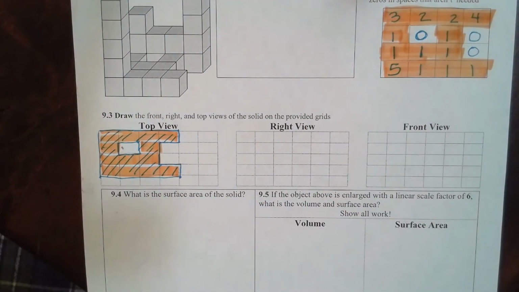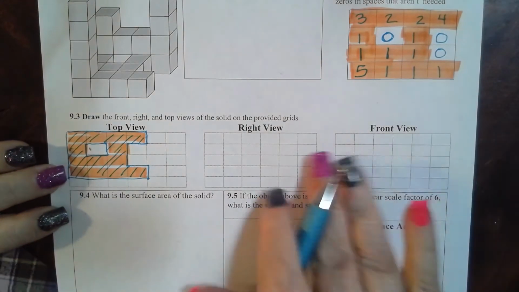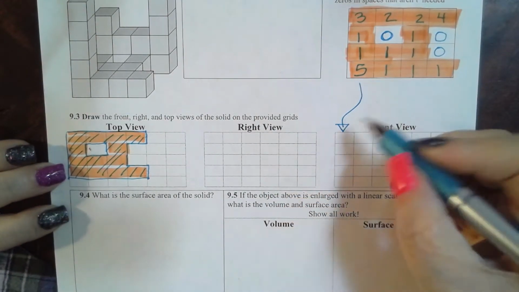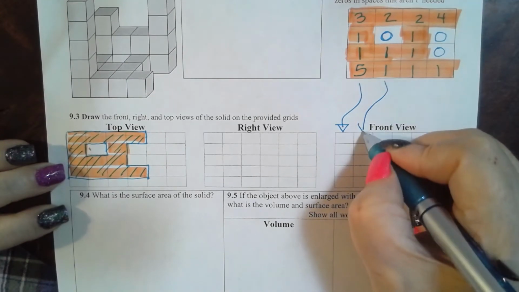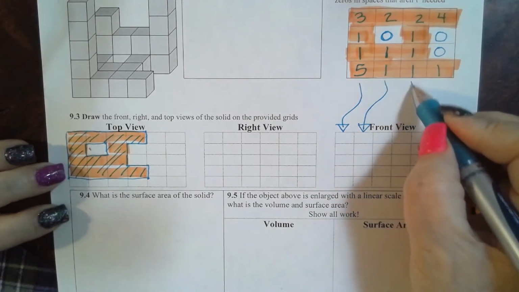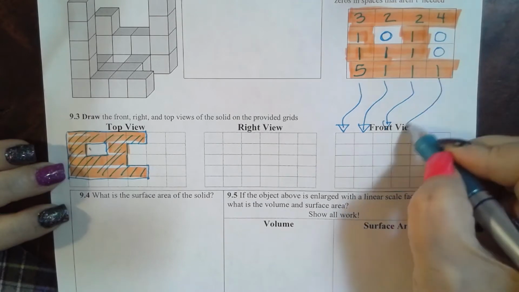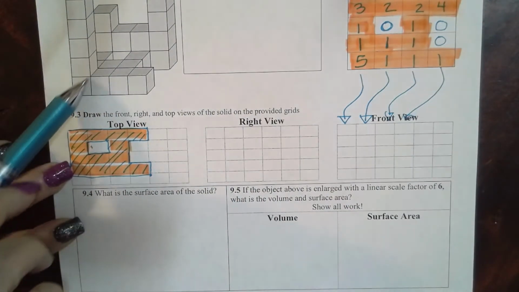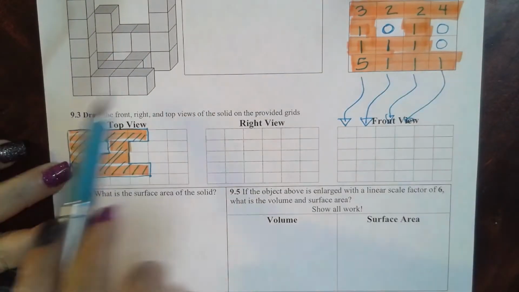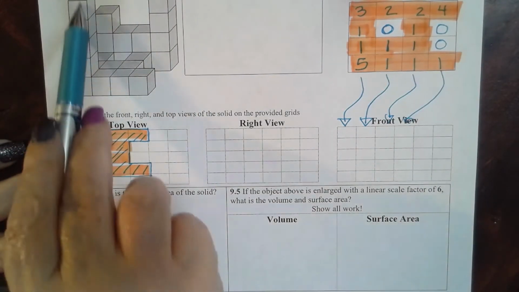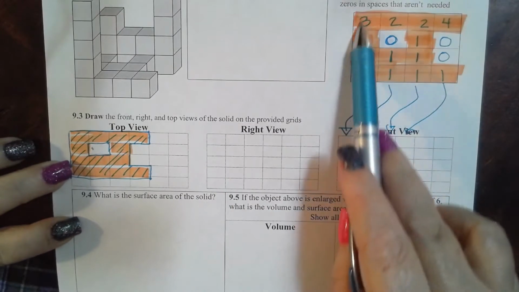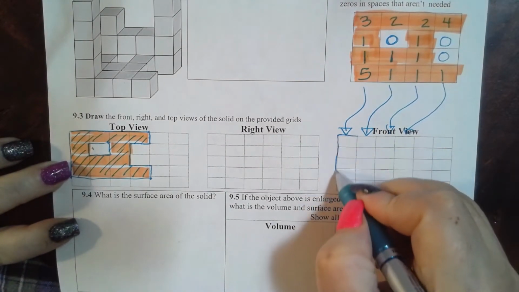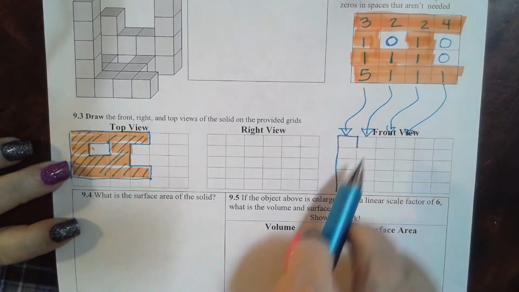The next thing that I think is pretty easy is the front view, because what we want to do is figure out how tall each of these stacks is as we look at it from the front. So if I look at it from the front here on the far left, the tallest stack is 5 tall. And if I look at these numbers, the biggest number is 5. So I'm gonna do all the way up 5.